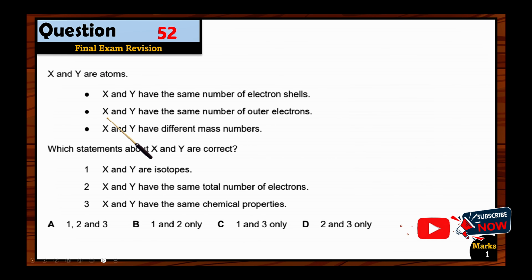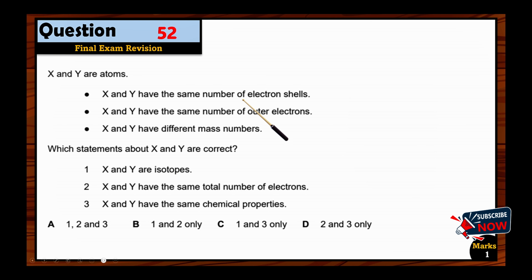Question 52. X and Y are atoms. X and Y have the same number of electron shells. They have the same number of outer electrons. X and Y have different mass numbers. If these things are the same, it means they are isotopes, right? Only the mass number is different, which means the neutron number is different. Which statements about X and Y are correct?